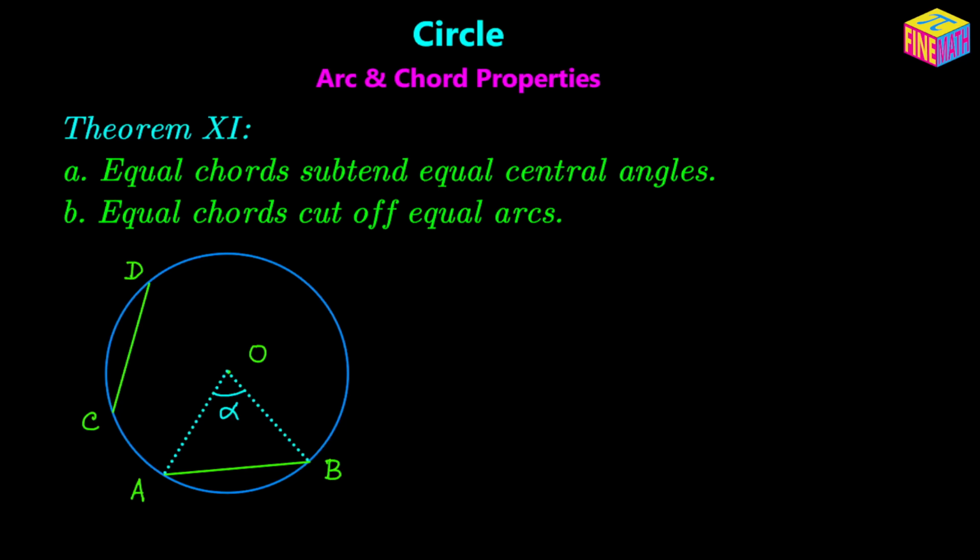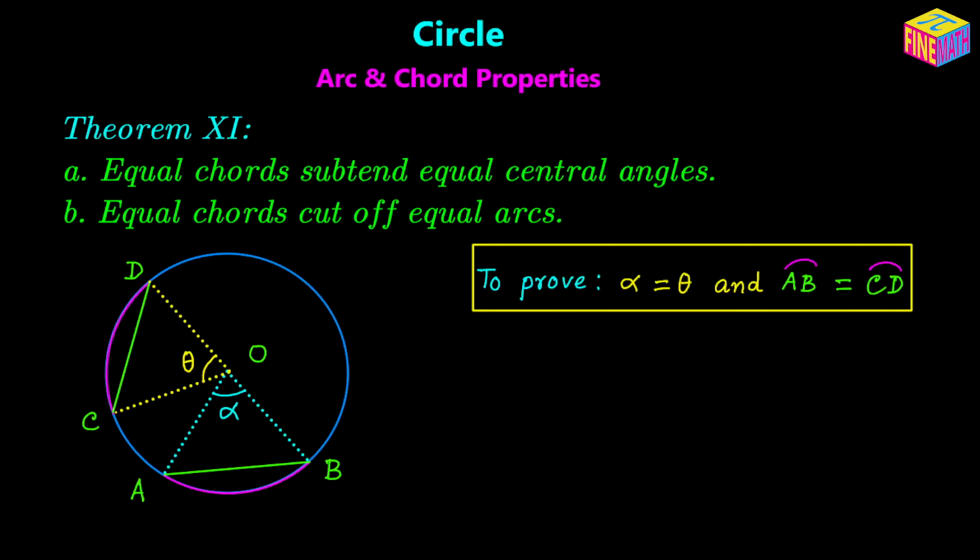And also let's suppose that the AB chord subtends the angle alpha at the center. So this is the central angle for the AB chord. And similarly for the CD chord, let's suppose theta is the central angle. So as part of this theorem, we have to prove that alpha is equal to theta, and also we have to prove that the length of the AB arc is equal to the length of the CD arc. So let's get started with the proof.